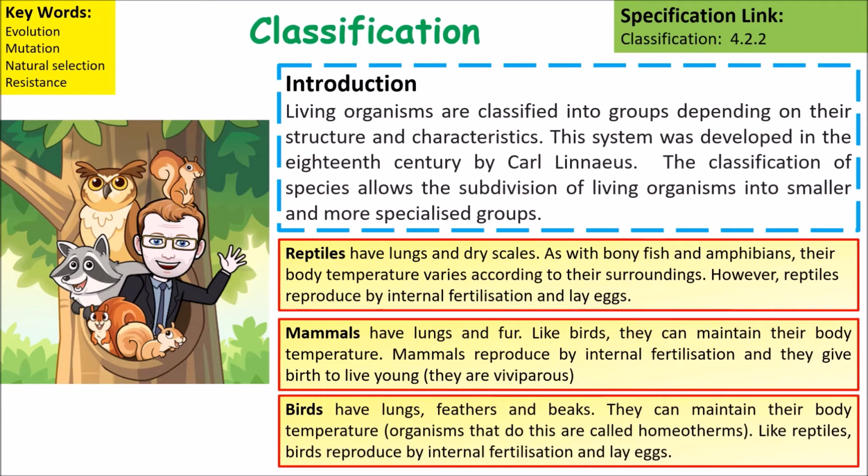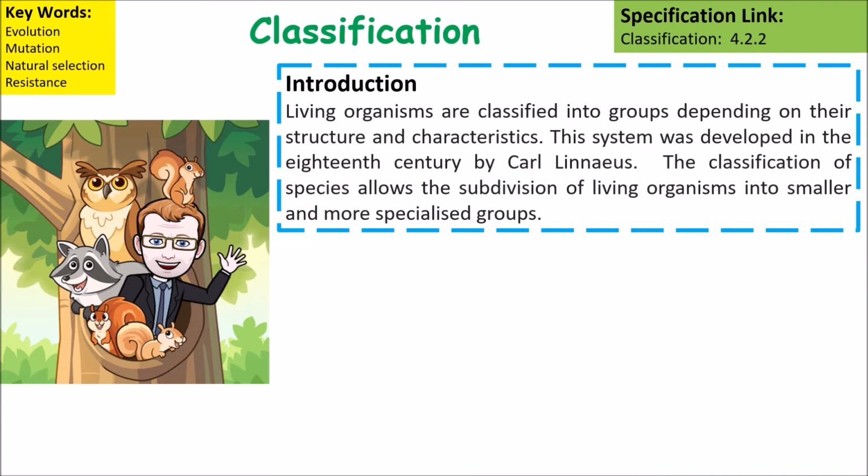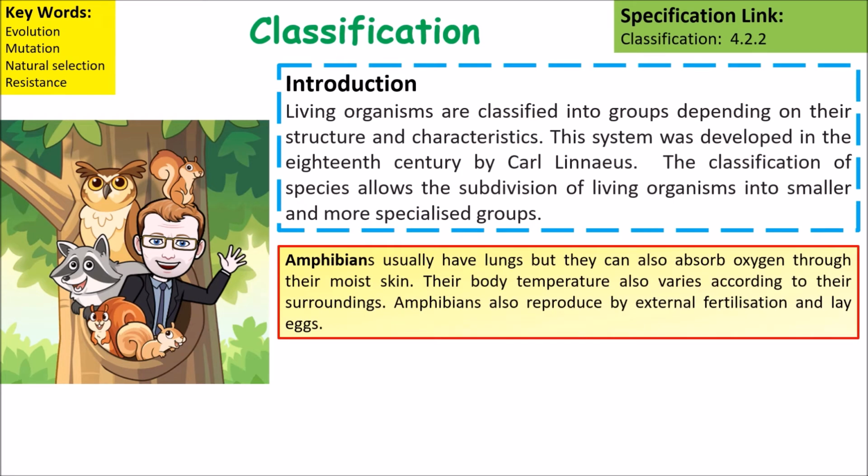Birds have lungs, feathers and beaks. They have internal fertilization but lay eggs. Amphibians usually have lungs but can also absorb oxygen through their moist skin. Their body temperature also varies according to their surroundings. Amphibians also reproduce by external fertilization and lay eggs.